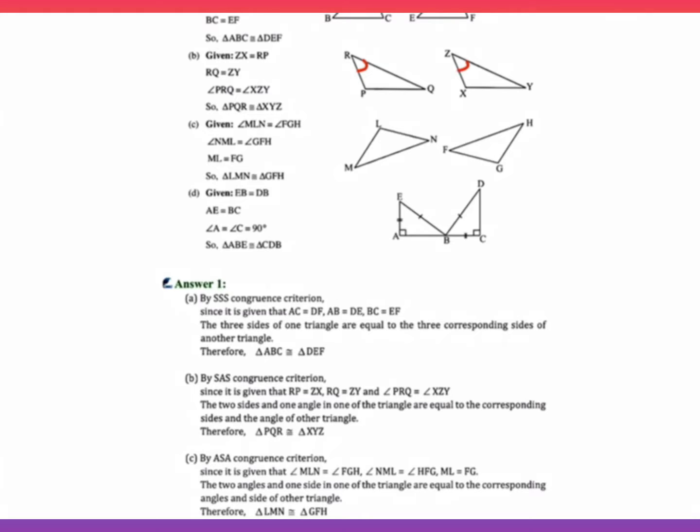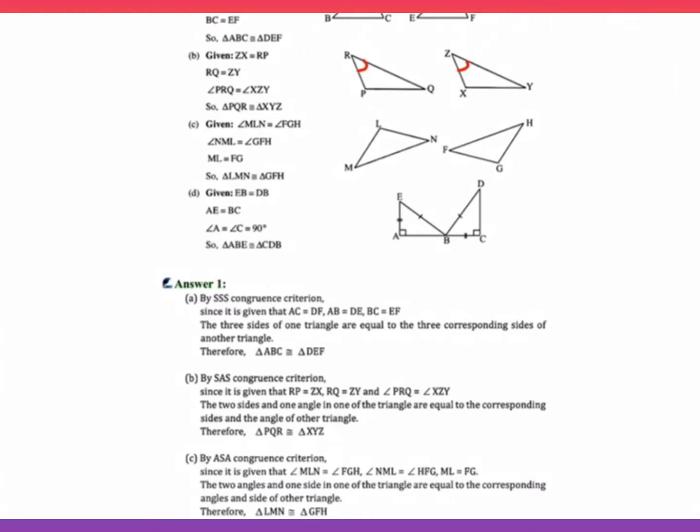Then you can observe that here by SAS, because this side is given, after that this angle, this is the included angle, and this one side is given, means this side and this side, after that the angle between these two sides means included angle. So you can say that by SAS congruency criteria, the triangle PQR congruent to triangle XYZ, because two sides and one angle of one triangle are equal to the corresponding sides and the angle of the other triangle.